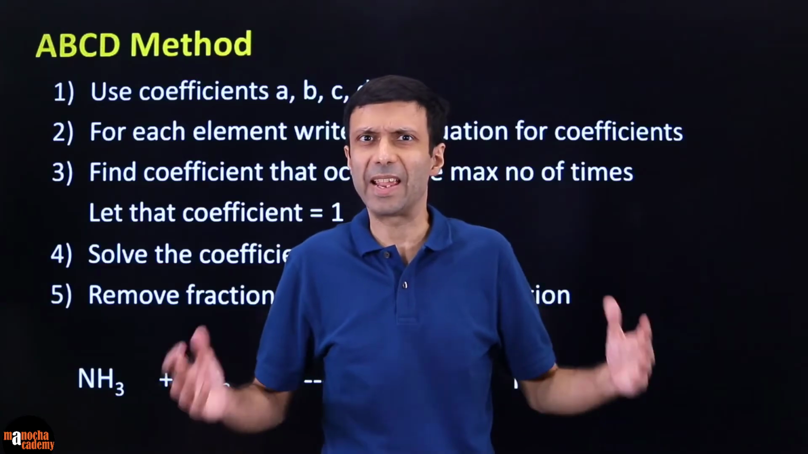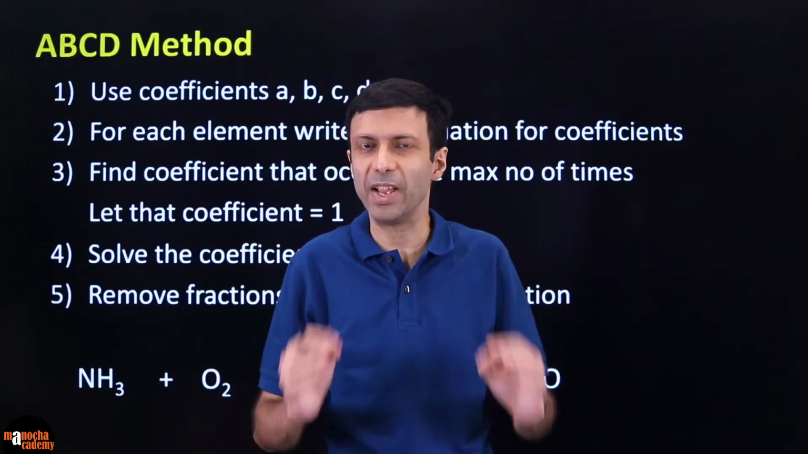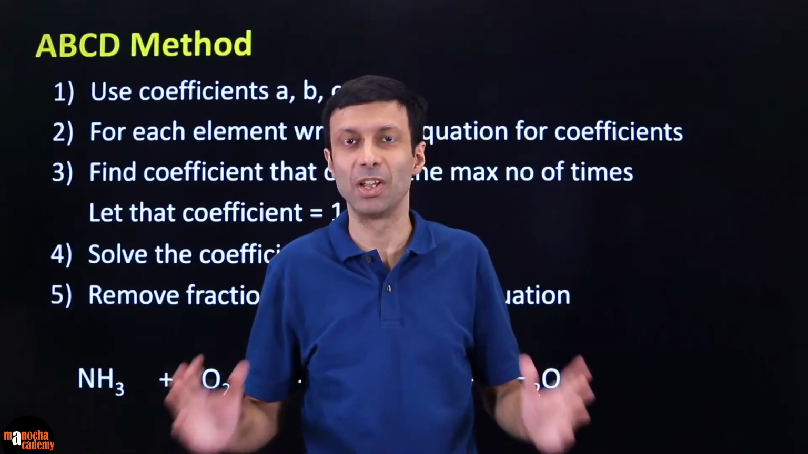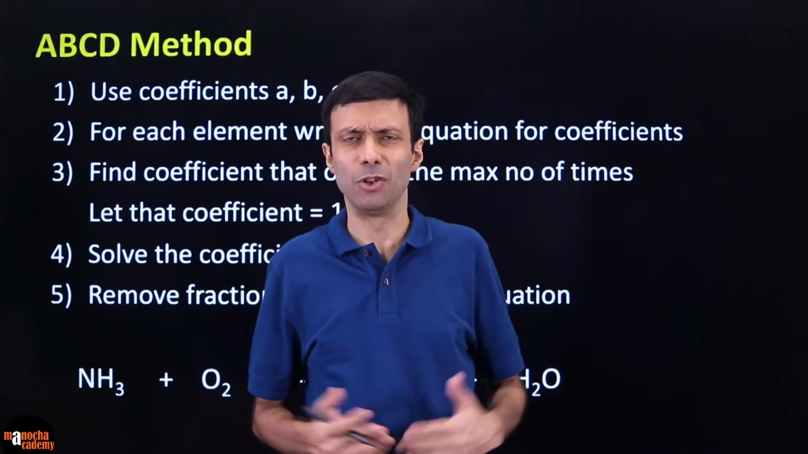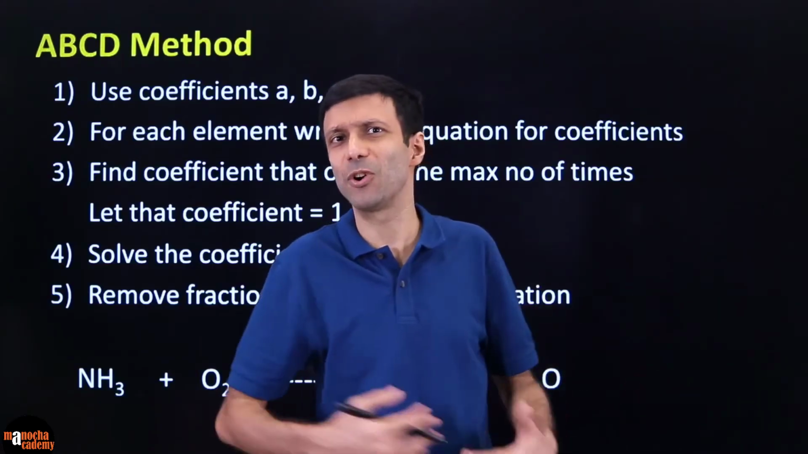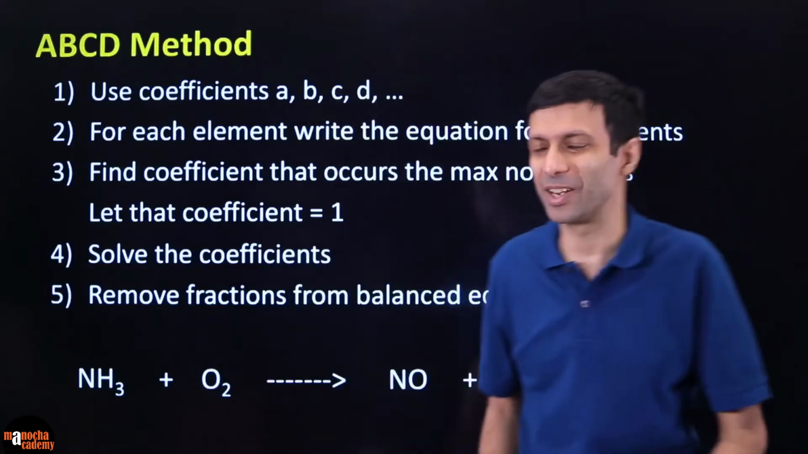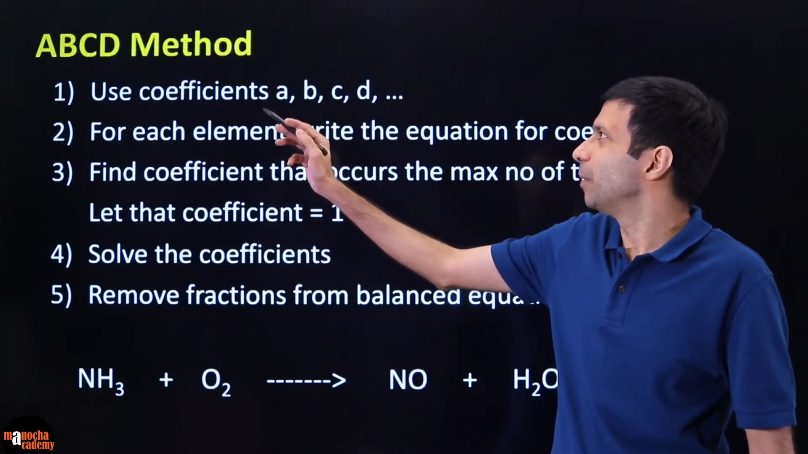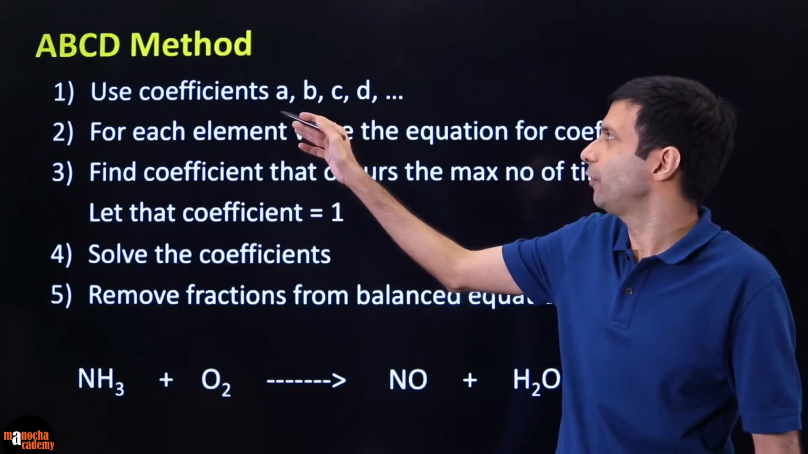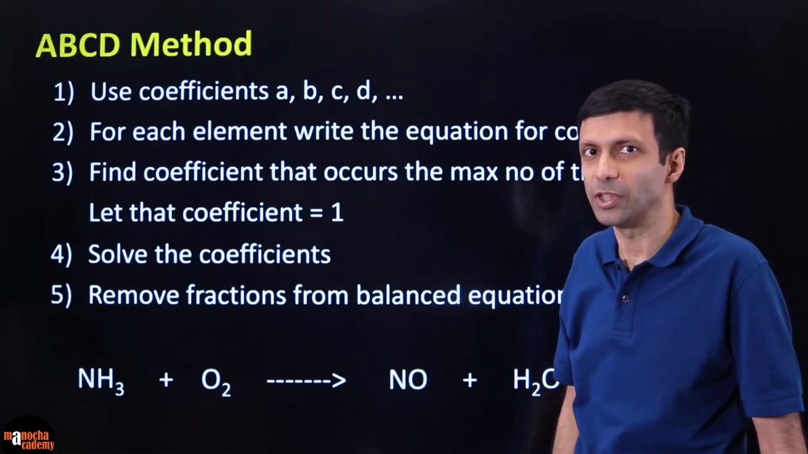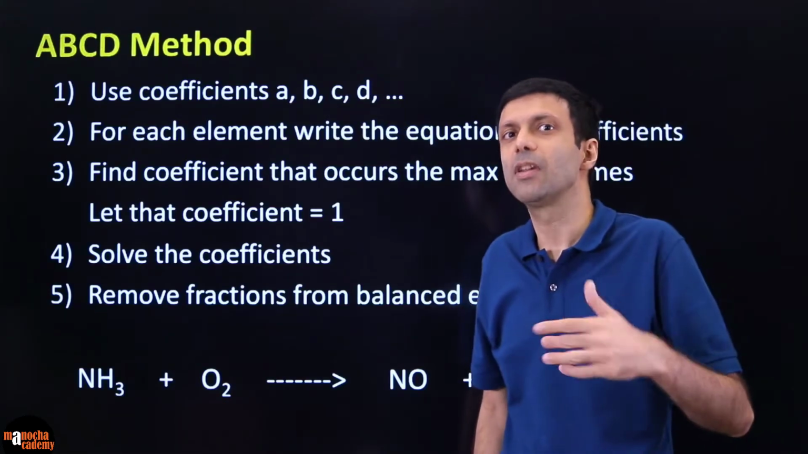So let's learn the ABCD method, which is a very powerful method and can help you balance even complicated equations. So what is the ABCD method? Looks like we are back to nursery or kindergarten school, saying A, B, C, D, E. But let's see what it is. In the ABCD method, you're going to be using coefficients A, B, C, D. You're going to put that into your equation. What is the meaning of coefficients?